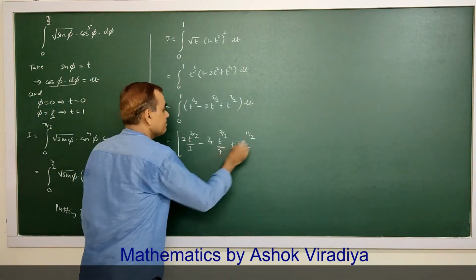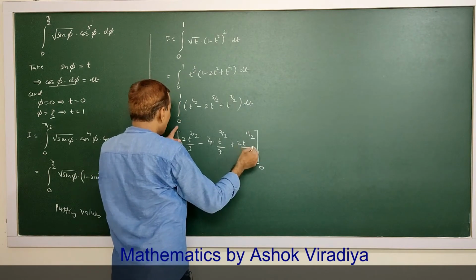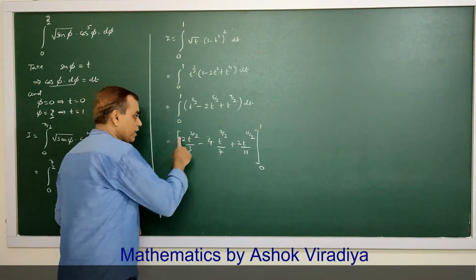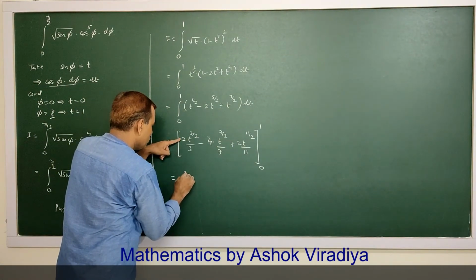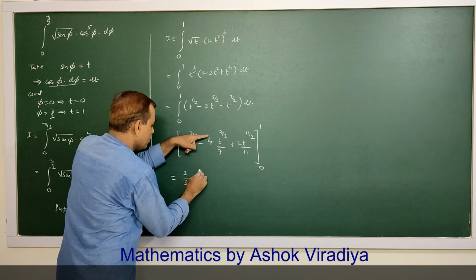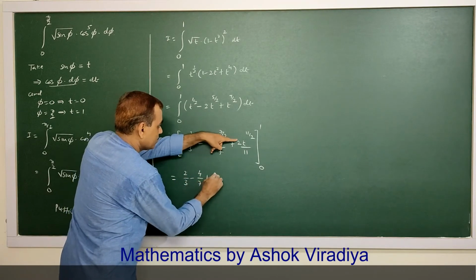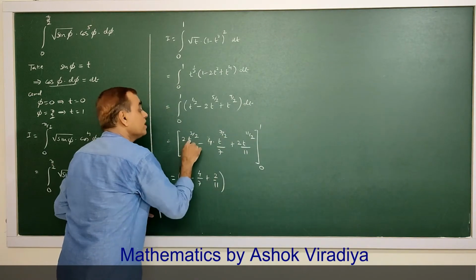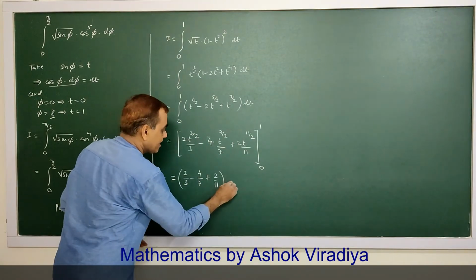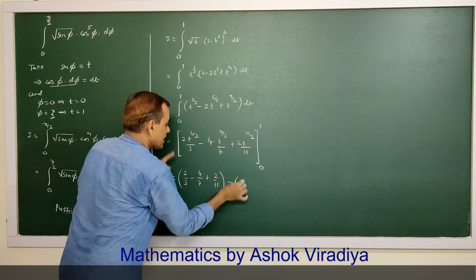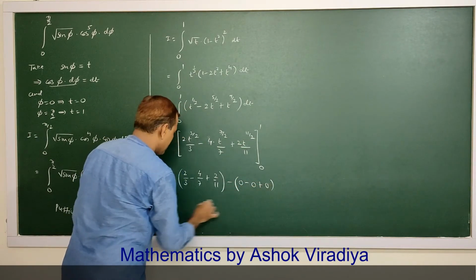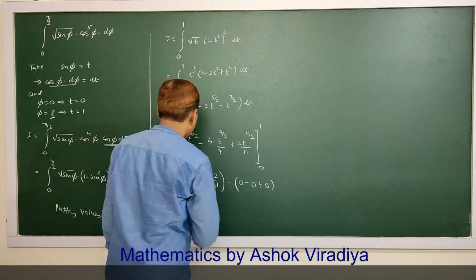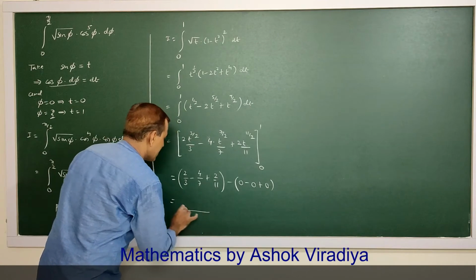So now putting this in a box, lower limit 0, upper limit 1. Now substitute the upper and lower limit, putting 1 here. So 2 into 1 is 2 upon 3 minus 4 upon 7 plus 2 by 11. So 1 is replaced in place of t, and 1 raised to anything is 1, minus putting 0 here, the second part will be 0. So it is equal to, now the LCM of 7, 3 and 11, you can calculate this expression.